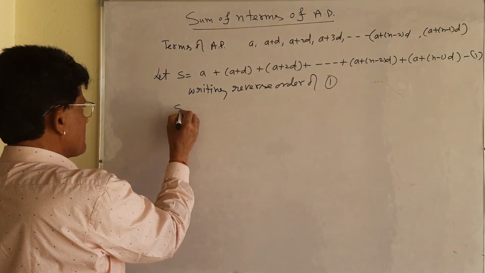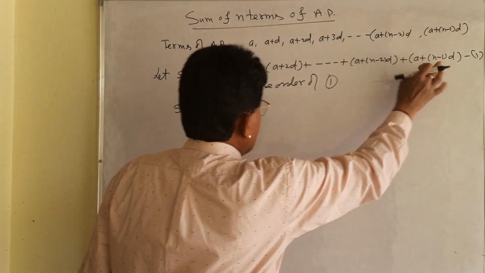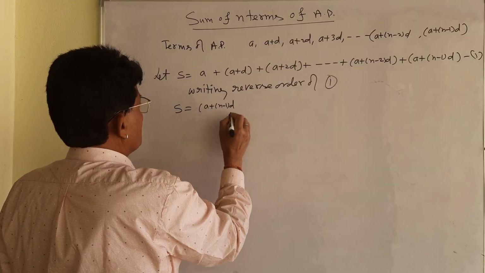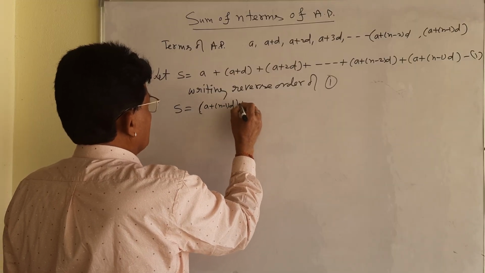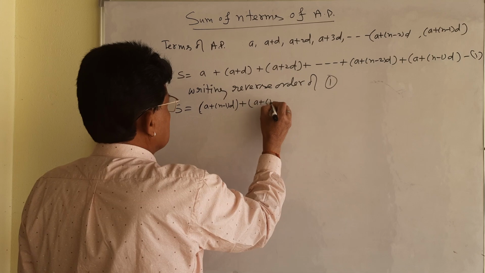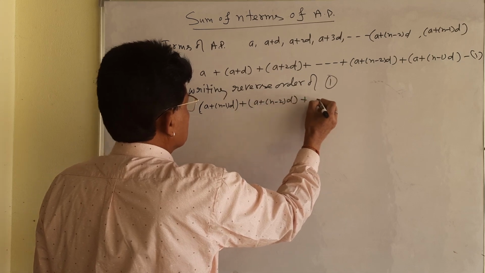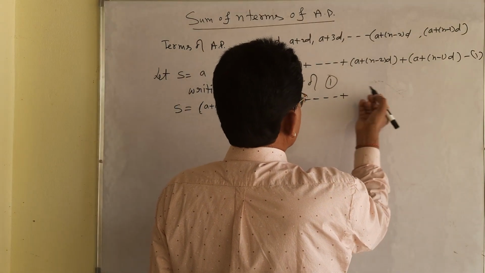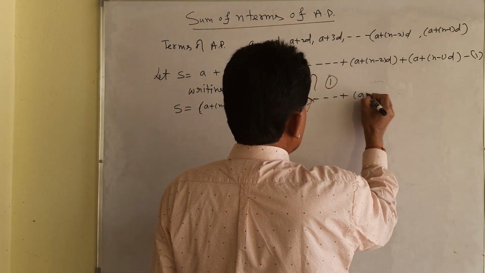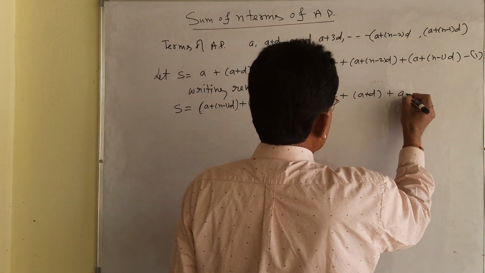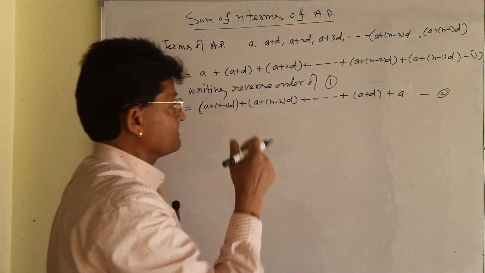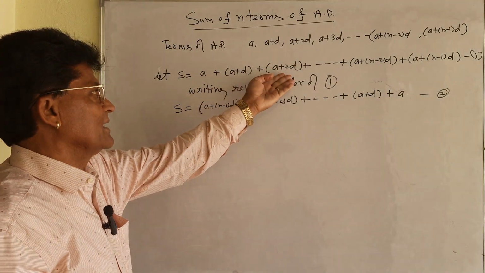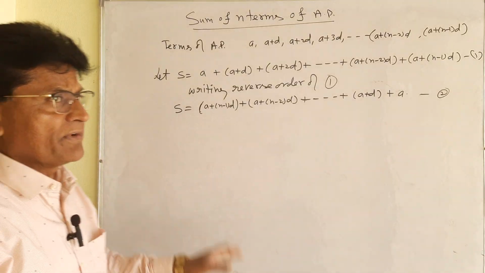Reverse means the same thing. See, what is last we will write first: a plus n minus 1 d. Next, a plus n minus 2 d and plus the same thing 1, 2, 3, only 3 dots will be right. Next, let me write only the last two, that will be sufficient: a plus d and a. This is equation number 2. Here also, if you want to take 2 terms, you can. It is not required.